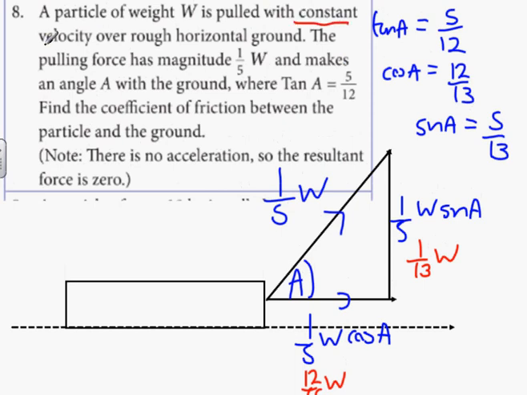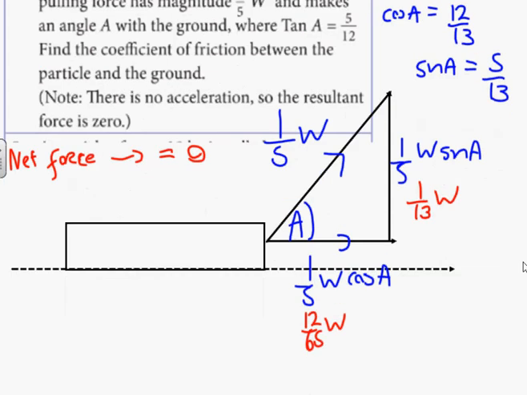Constant velocity. See the words constant velocity? What does that mean? Net force going right equals 0. Net force is 0, okay? It means it's all in perfect balance. Now here's what we're going to do. This is a complex question, okay?